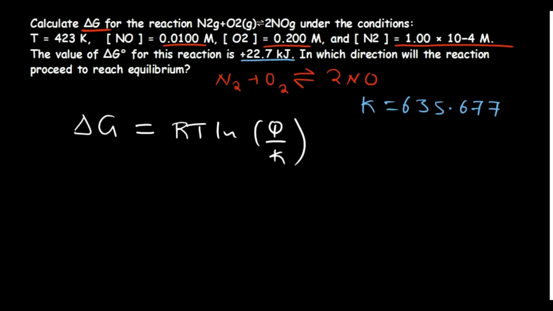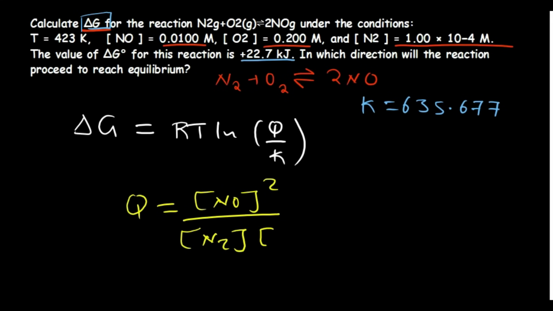But in this case, we want to determine the value of the non-standard Gibbs free energy with the given conditions, which are non-standard. So these concentrations have been given, meaning that we're able to find the value of Q by looking at the equation. Just as we would calculate K at equilibrium, we look at the products. We only have NO raised to the power 2 as its stoichiometric coefficient, divided by the reactants raised to the stoichiometric coefficients of 1.